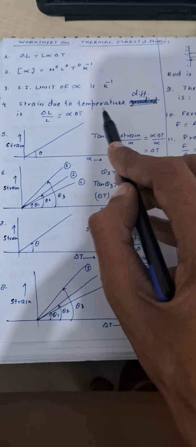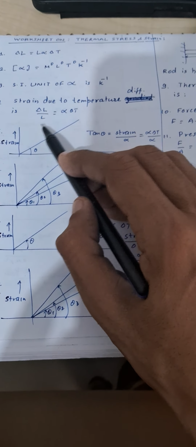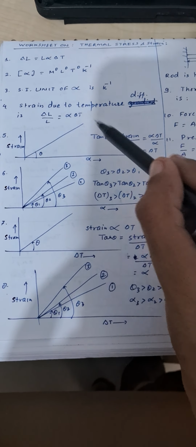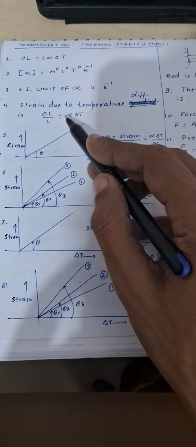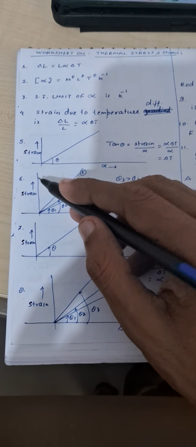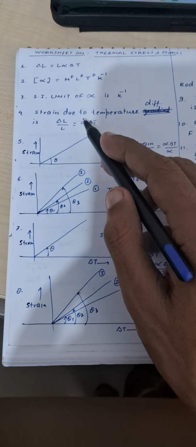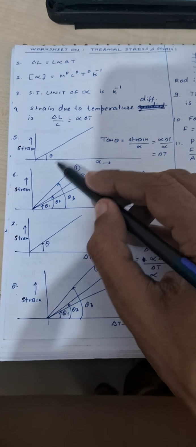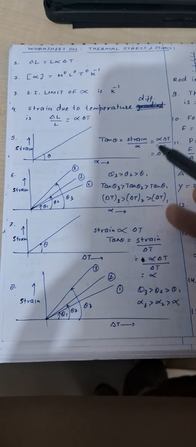Next is strain due to temperature difference. Strain is delta L by L. From here, if you put delta L as L alpha delta T, the ratio will be alpha delta T. Next is the graph between strain and alpha. You can see that strain is directly proportional to alpha, so the graph will be a straight line. If we calculate the slope angle, it will be delta T.